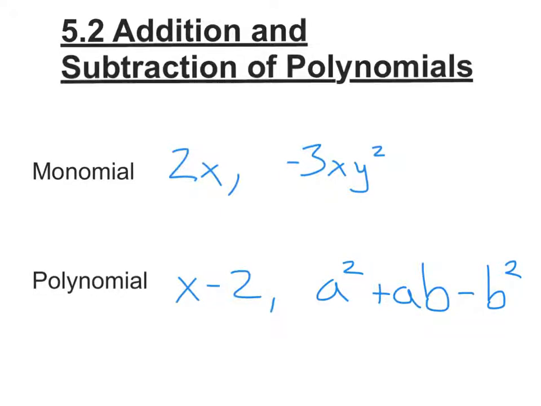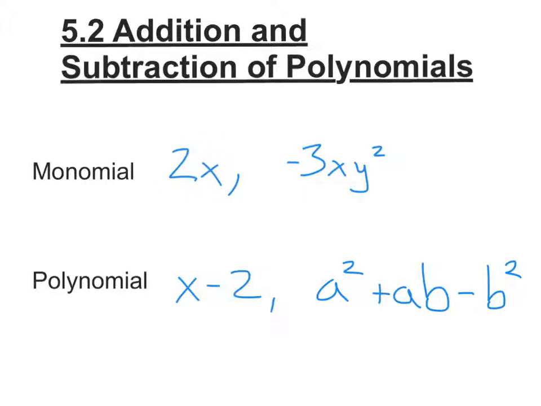This is section 5.2, addition and subtraction of polynomials. We're going to get back to rules for exponents, but we need to talk about polynomials first so that we have something to work with when we use these rules later. Polynomial means many numbers, and a monomial, here's some examples here, it's just a collection of numbers and variables being multiplied or divided together, basically.